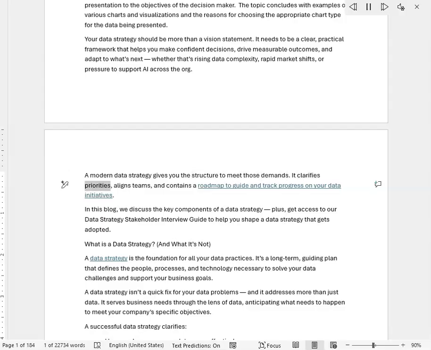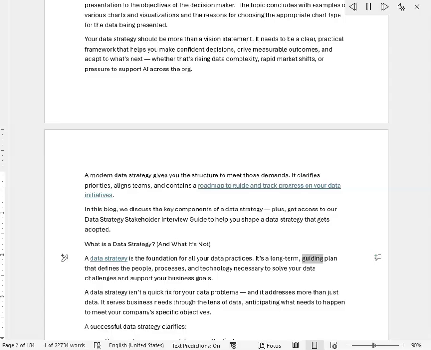It clarifies priorities, aligns teams, and contains a roadmap to guide and track progress on your data initiatives. In this blog, we discuss the key components of a data strategy, plus get access to our data strategy stakeholder interview guide to help you shape a data strategy that gets adopted. What is a data strategy? And what it's not? A data strategy is the foundation for all your data practices.